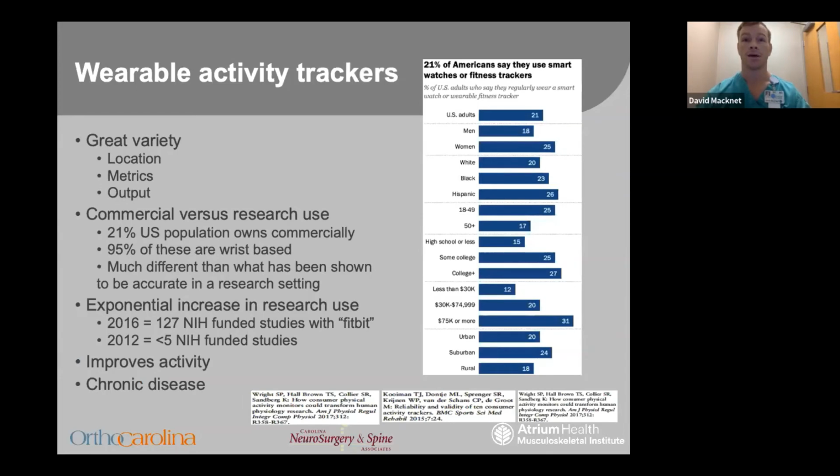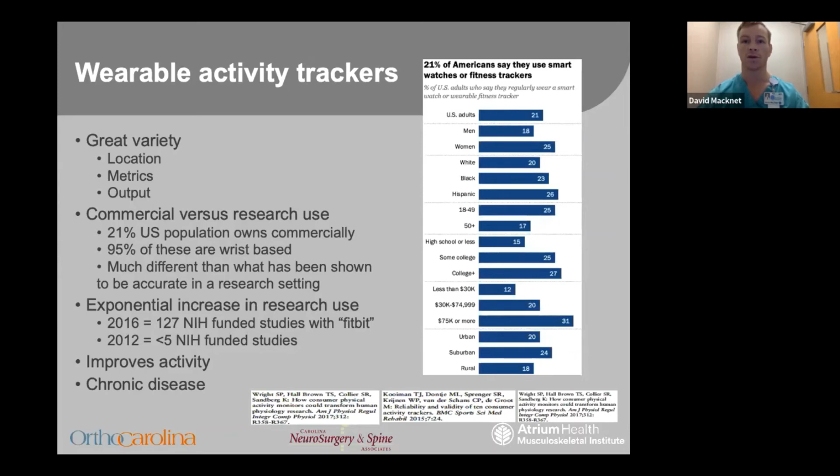So an activity tracker in general is a broad term. Where it is worn, which type of data it collects, how it records data vary greatly between the different activity tracker categories. There's a big difference in the commercial use, like what we think of with Apple Watches or Garmins, and what is used in research. Currently, it is estimated that about 21% of the population owns an activity tracker, and of these commercially available types, 95% are worn on the wrist. As we will see, this is very different than what is used in the research world.